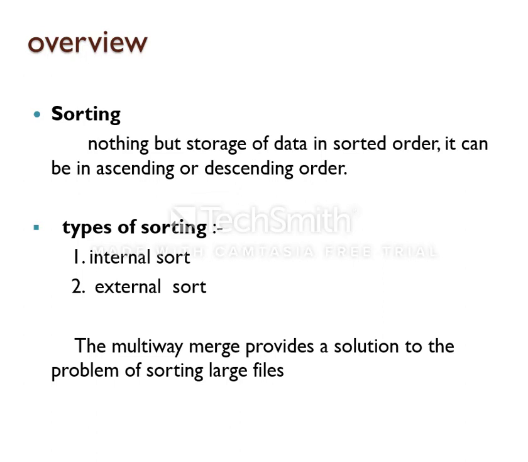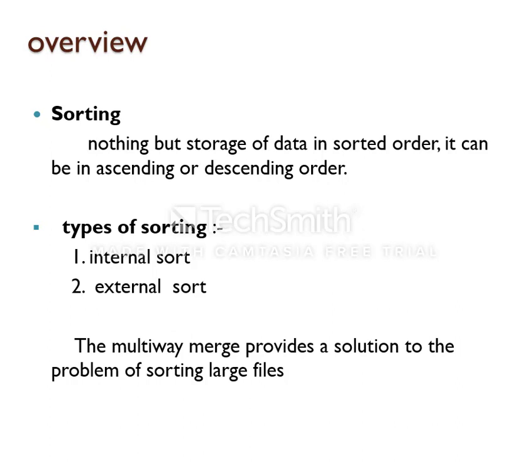First of all, we will see the introductory part related to sorting and its types. Sorting is nothing but storage of data in sorted order. It can be ascending or descending order. An internal sort is any data sorting process that takes place entirely within the main memory of the computer. This is possible whenever the data to be sorted is small enough to be held in main memory.